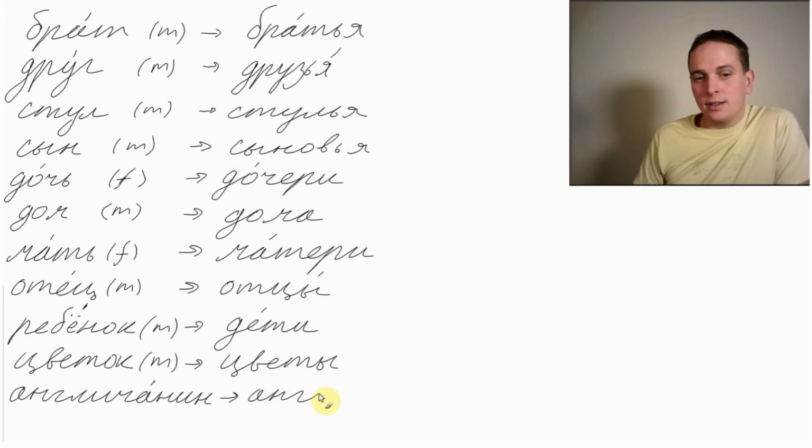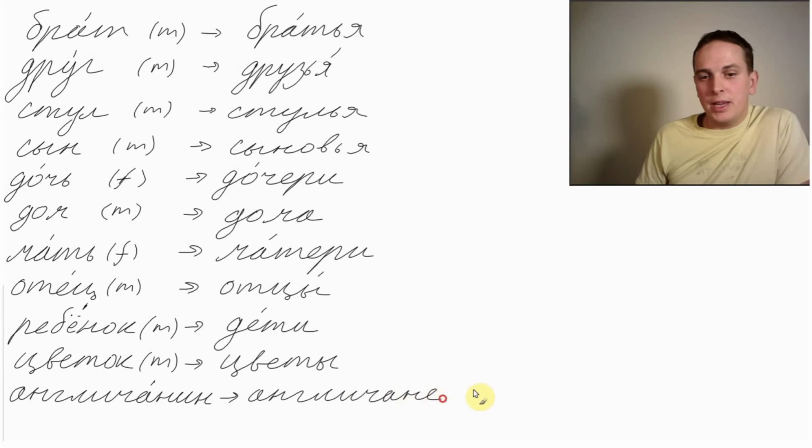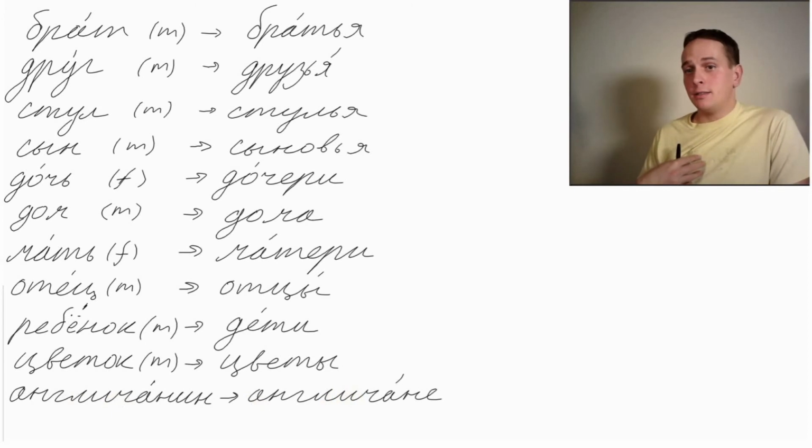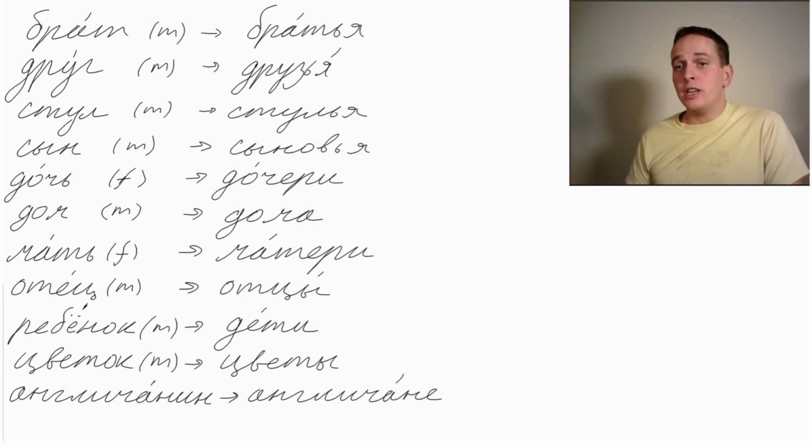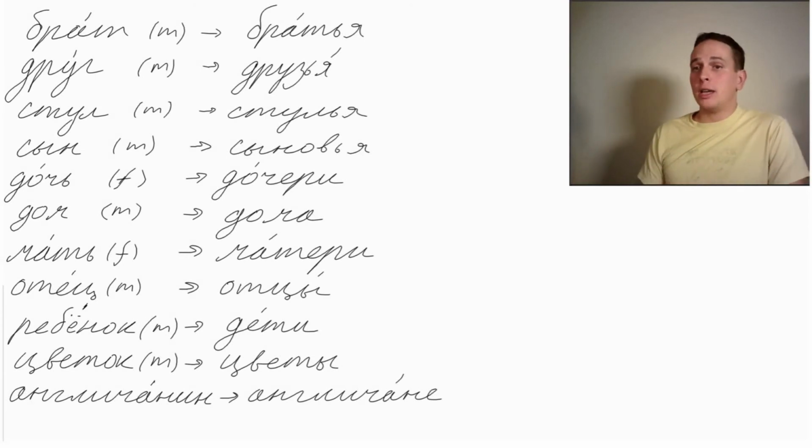Ан, г, ли, ча, не. Англичанин, англичане. Я англичанин. I am Englishman. Мы англичане. We are Englishmen. Я не англичанин. I'm not an Englishman. Мы не англичане. We are not Englishmen.